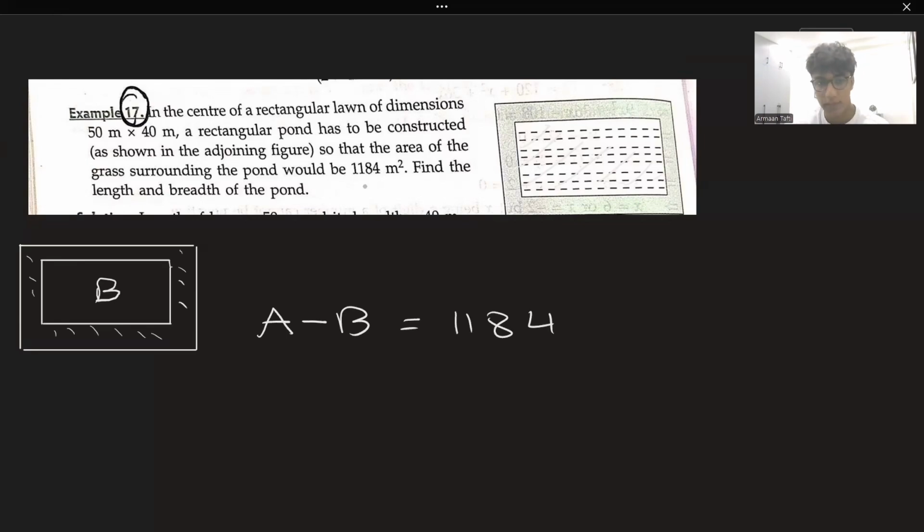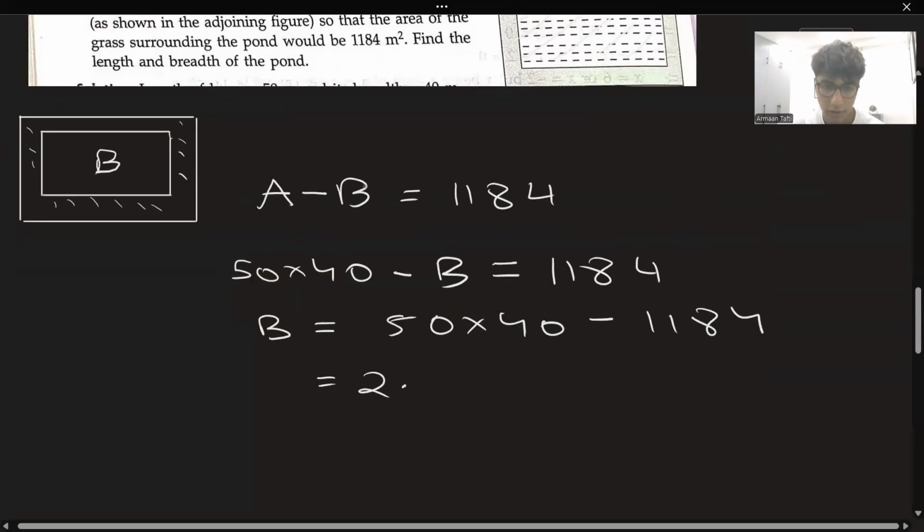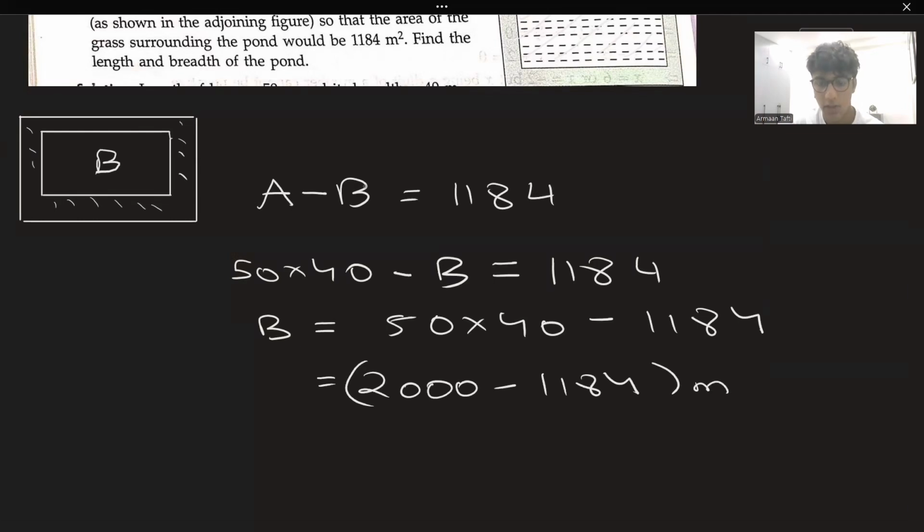So let's first form an equation for that. So what do we know? We know that the dimensions are 50 into 40, so it's a rectangle, so A is equal to 50 into 40. B is what we have to find, right? Rectangular pond has to be constructed, so we don't know the dimensions of that. So A minus B, which is the area of this part, should be equal to 1184. That means that B is equal to 50 into 40 minus 1184. So that is 2000 minus 1184, and it's meters square.